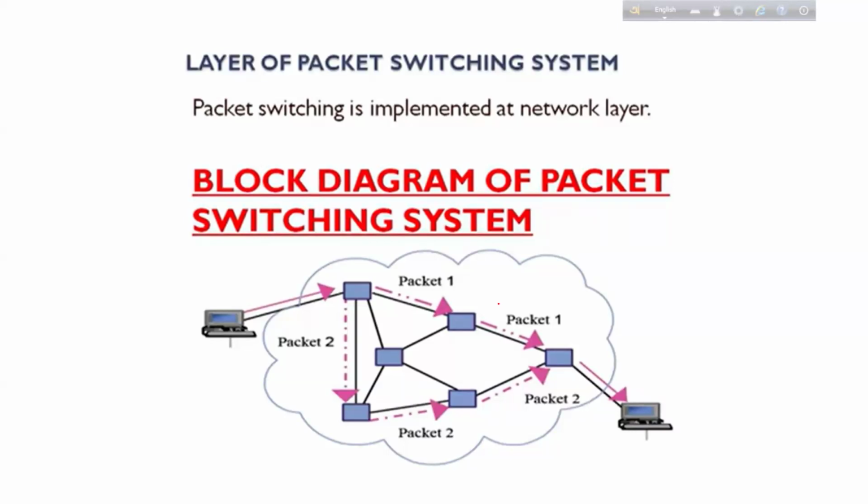Now the layer of packet switching system. Packet switching system is implemented at network layer. So you have to remember this point that packet switching system is implemented at network layer. You just have to remember these points when we study the functions of each layer in detail. We will study briefly about these points there.